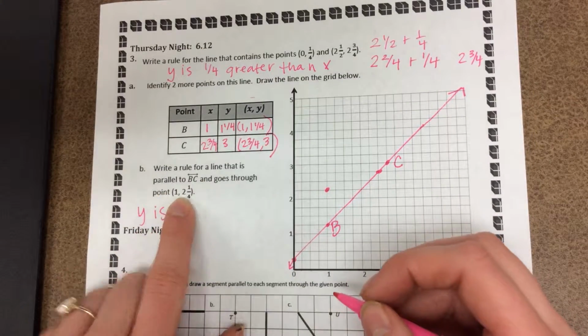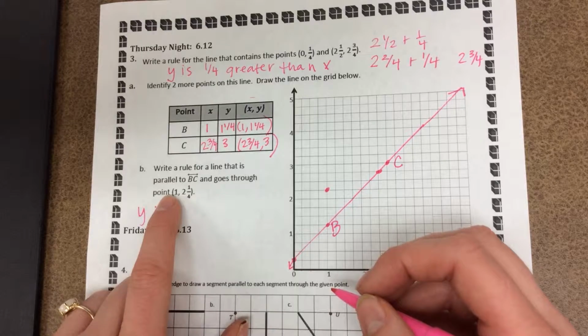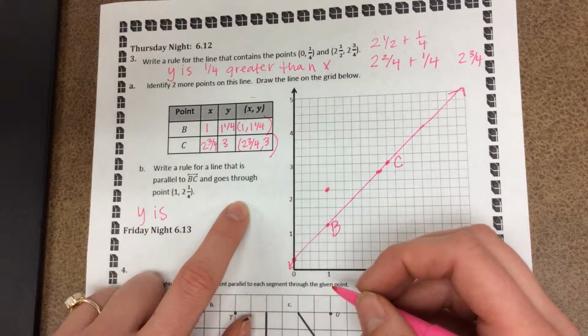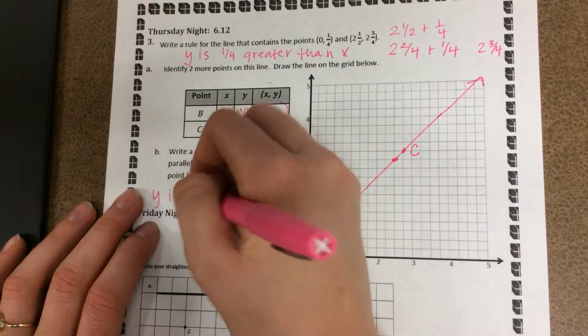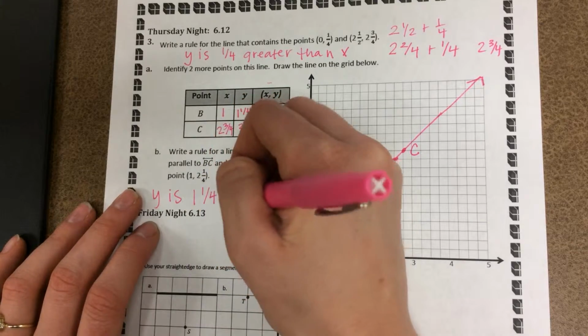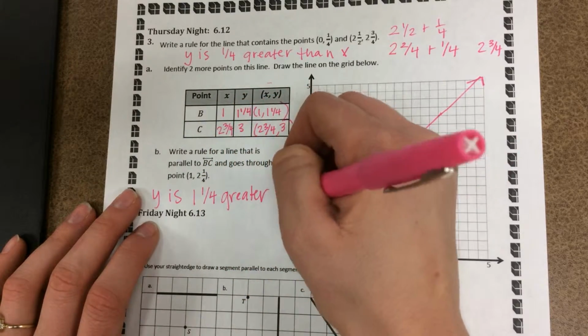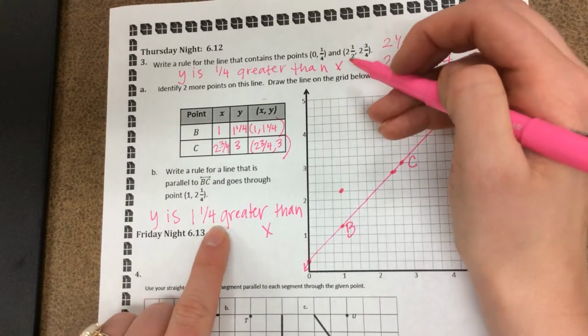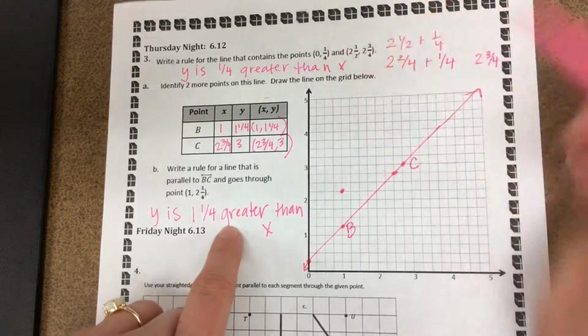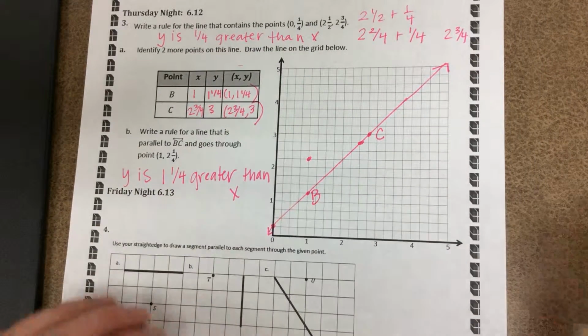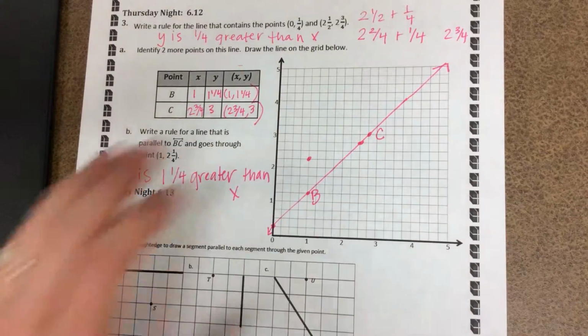So let's see, what happened from 1 to 2 1/4? Well, we went up by 1 1/4, so we could say y is 1 1/4 greater than x. And looking at these two rules, I know they'll be parallel because they're both addition rules. So I don't think we have to draw it. You can if you want.